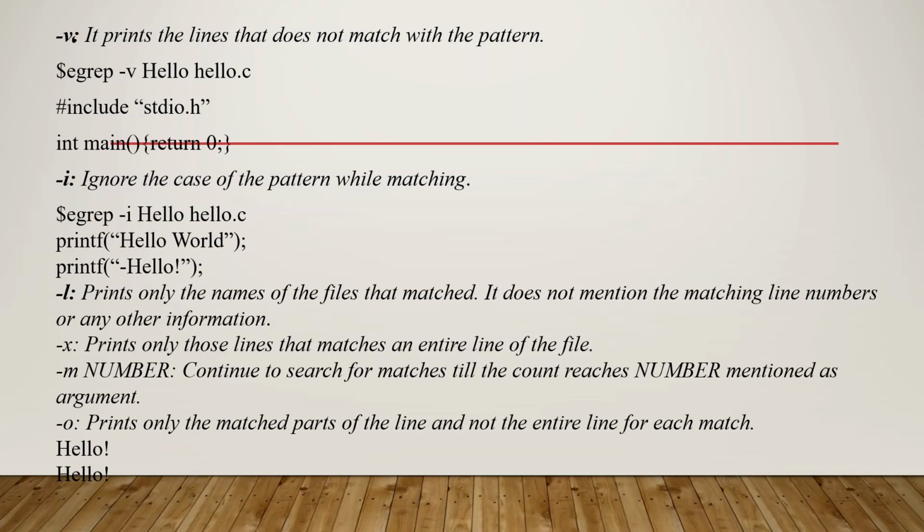Next one, -l prints only the names of files that match. It does not mention the matching line number or other information. For example, you type egrep -l hello from hello.c, that prints hello.c, the file name where the pattern is present.